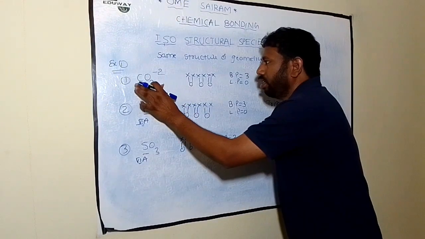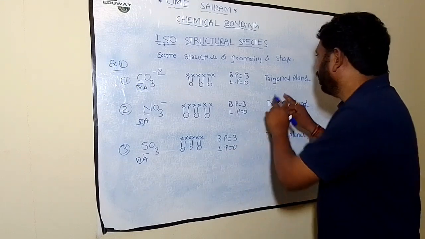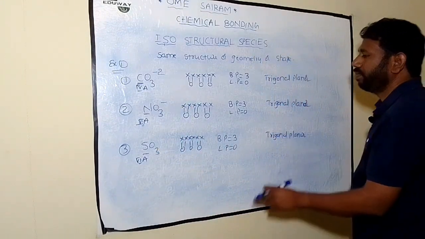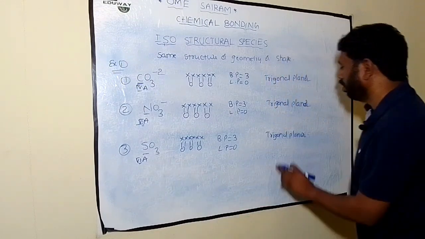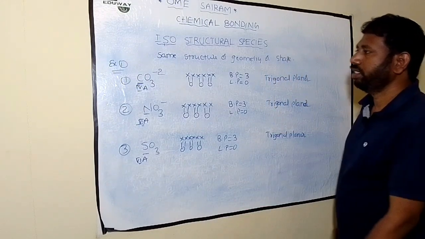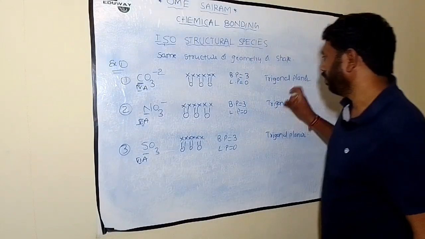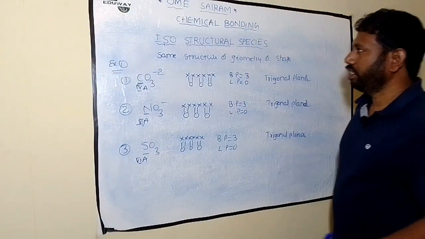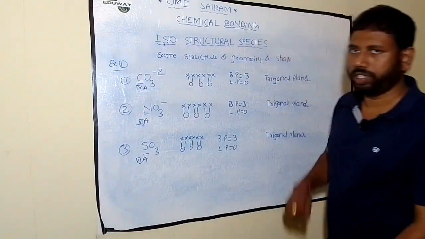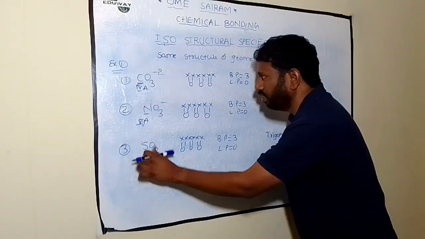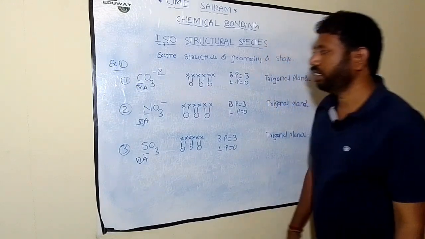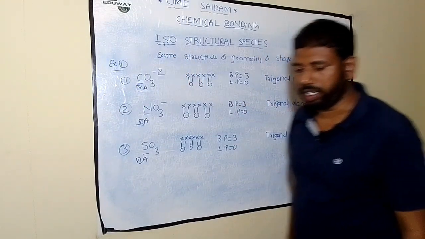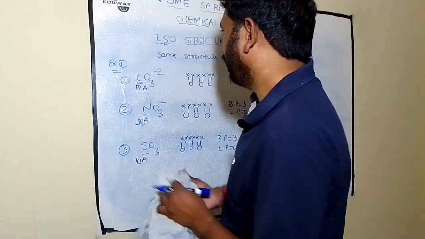Now carbonate ion, the geometry is trigonal planar, and nitrate ion, the geometry is trigonal planar. Sulfur trioxide, the geometry is trigonal planar. These 3 species have same geometry and same shape. Now, can we say these are isostructural? Yes, we can say that these are isostructural because these 3 species have same geometry, same structure. That's why these are called isostructural species. Now, see next example.